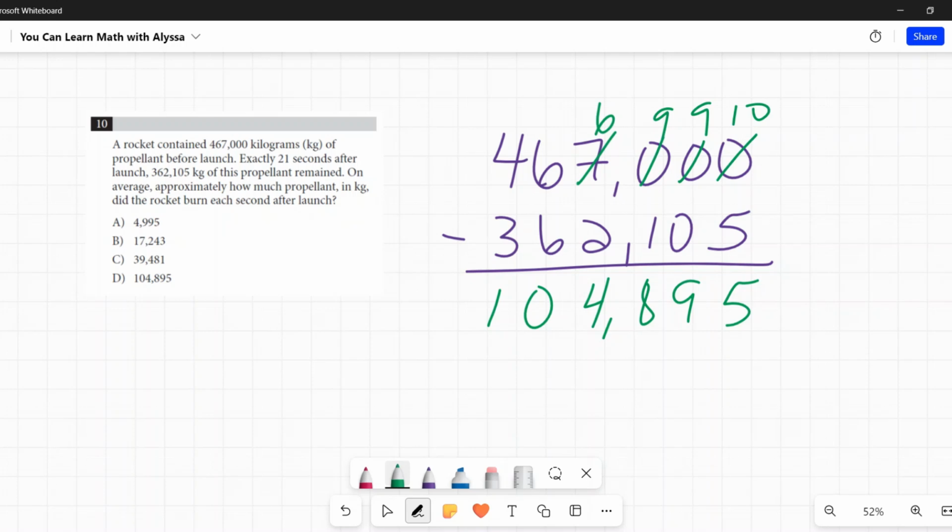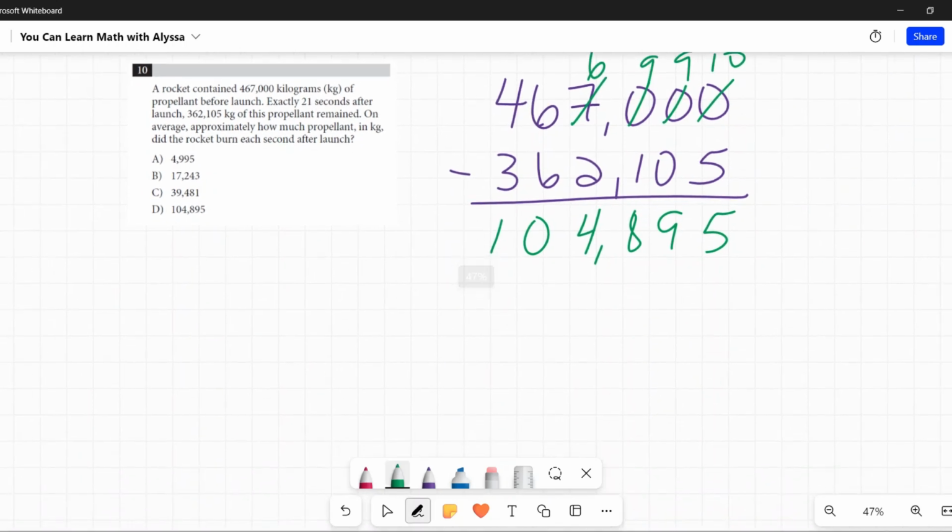And if you'll notice, they give that as an answer. They are trying to reel you in, but that's not what they asked. They did not ask how much propellant it burned. It says on average, how much propellant in kilograms did it burn each second after launch? That is key. Reeling you in by putting that 104,000 as an option. But no, this was 21 seconds, and that's how much was burned in that 21 seconds.